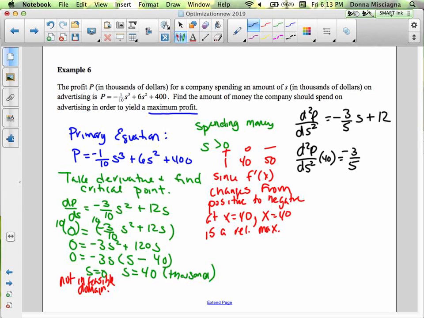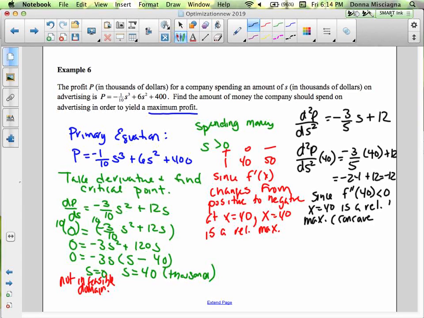Does it truly work out that this is going to be a positive number? Then we know for sure it's a relative max. I mean a negative number. Then we know for sure it's a relative max. So this would be negative 3/5 times 40 plus 12, which is negative 24 plus 12, or negative 12. So since the second derivative at 40 is less than 0, S equals 40 is a relative max. Our function here is concave down.